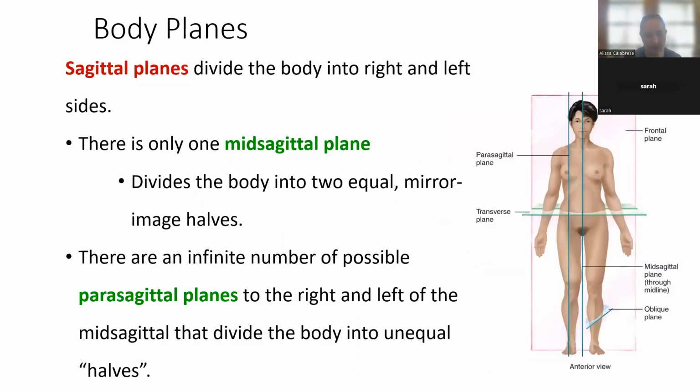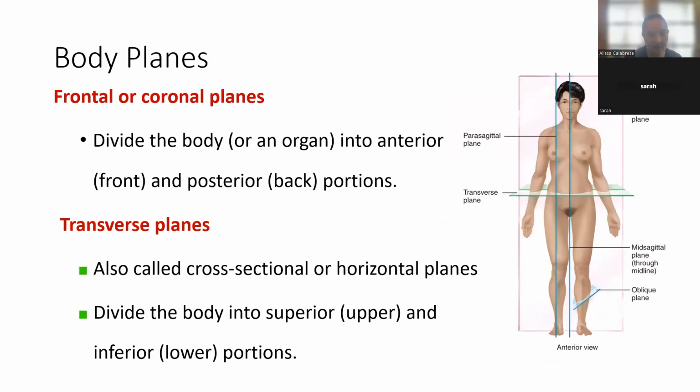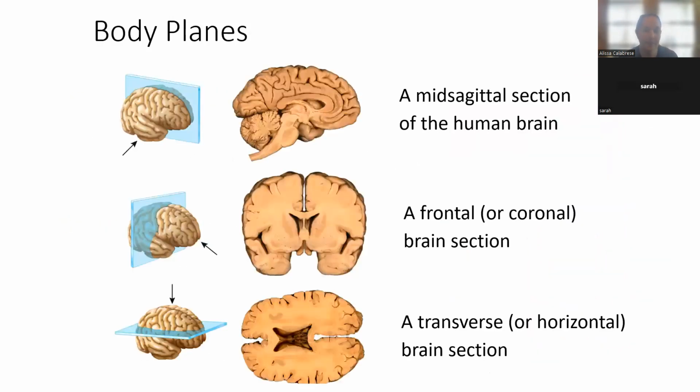Okay, so there are more pictures of those. And here's an example of it on just a body part instead of looking at the whole body. So in a sagittal section here, separating the brain in two halves, left from right. Frontal separates front from back. And then a horizontal or transverse separates top from bottom.